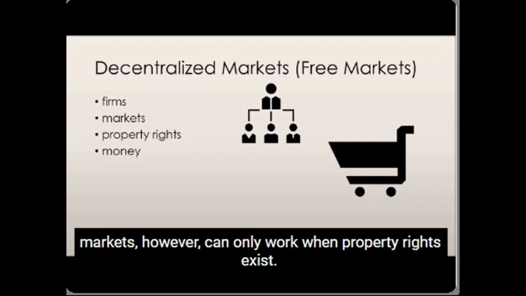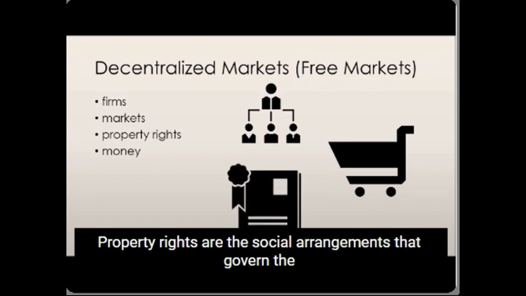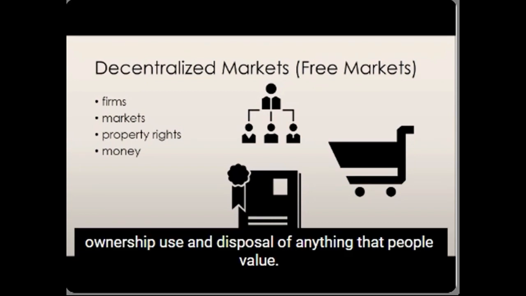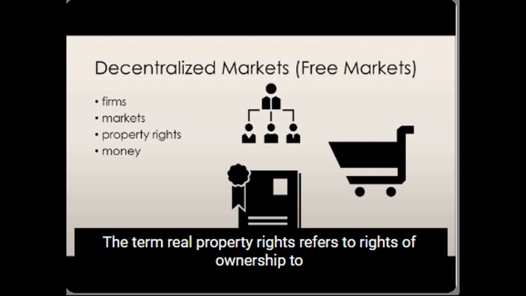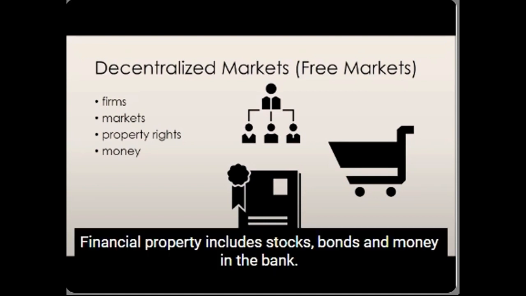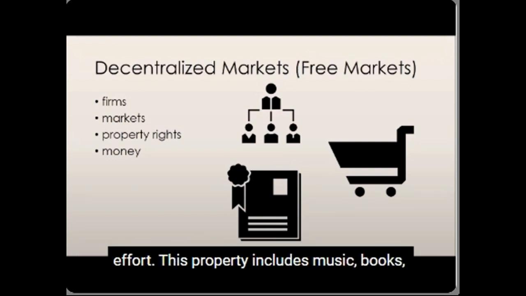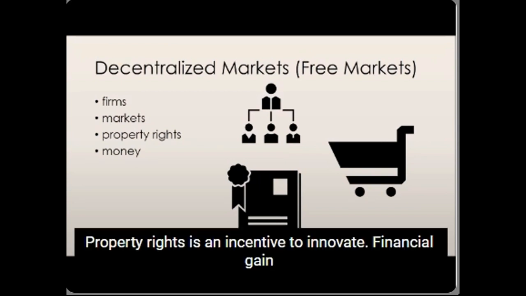The website allows buyers and sellers from around the world to connect with each other. Markets, however, can only work when property rights exist. Property rights are the social arrangements that govern the ownership, use, and disposal of anything that people value. The term real property rights refers to rights of ownership to land, building, machinery. Financial property includes stocks, bonds, and money in the bank. Intellectual property refers to the intangible product of creative effort. This property includes music, books, inventions, etc.